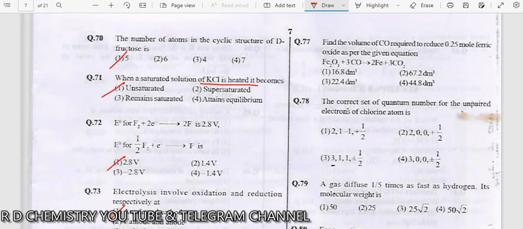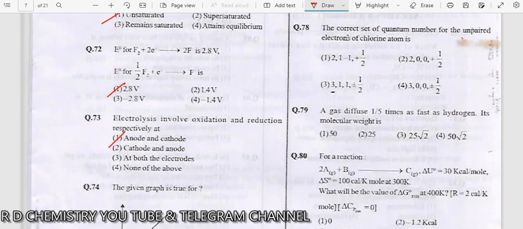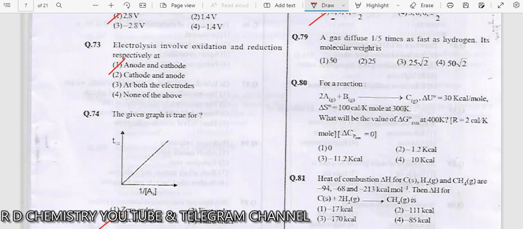Question number 77 about the volume of CO required to produce 0.25 mole. It can be from first PUC, 11th standard, some basic concept of chemistry, the mole concept. Answer is option number 1. Question number 78, the correct set of quantum numbers from atomic structure. Answer is option number 3. Question number 79, from the states of matter, Graham's law. Answer is option number 1.